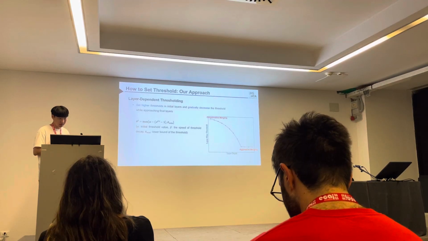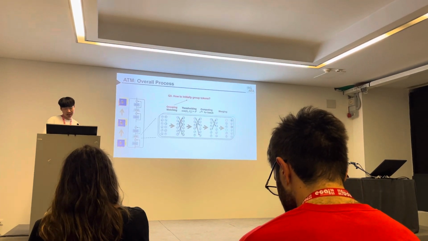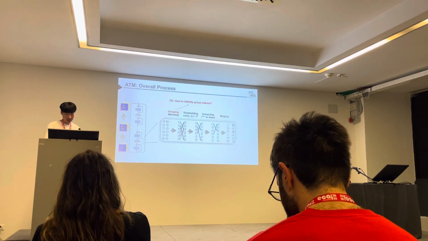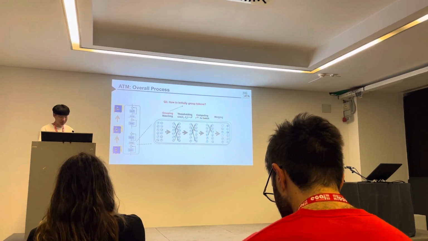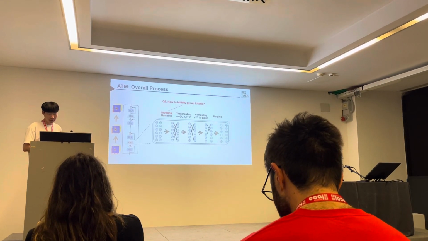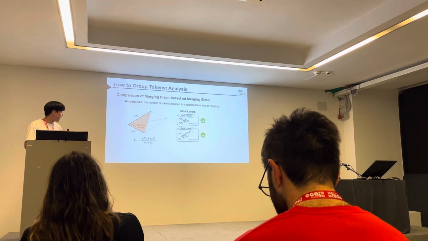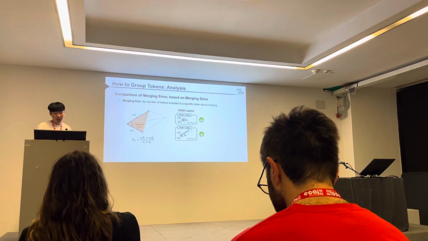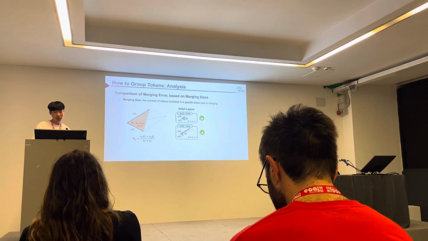So, the next question is about how to initially group tokens. This means that when we perform merging, we should first divide the tokens into two groups. So how should we? What is the best strategy for grouping tokens? For this, we consider merging size, which means the number of tokens included in a specific token due to merging.